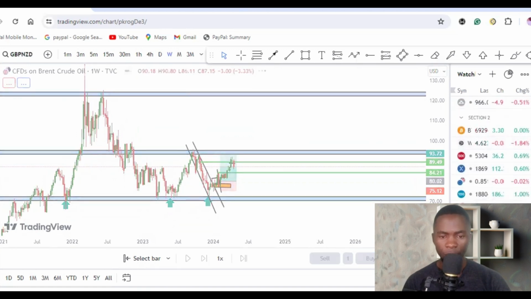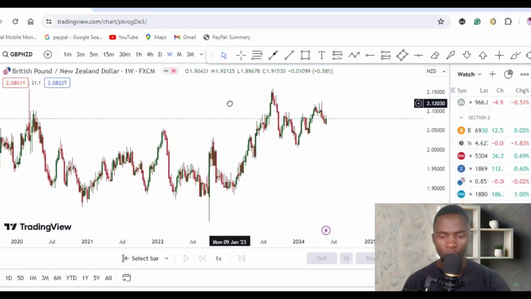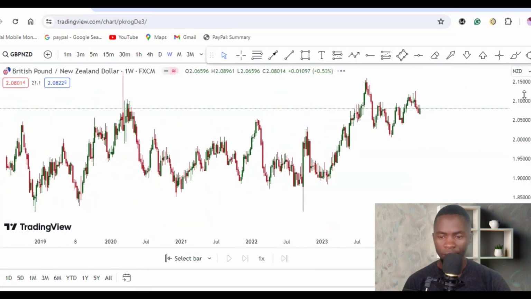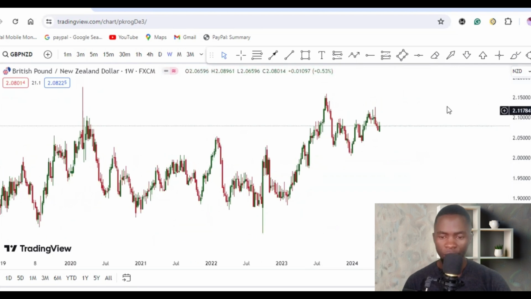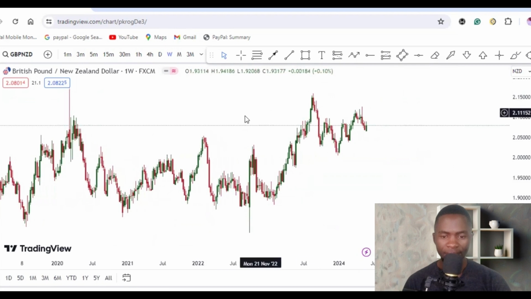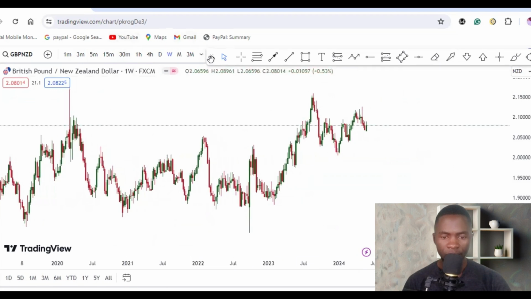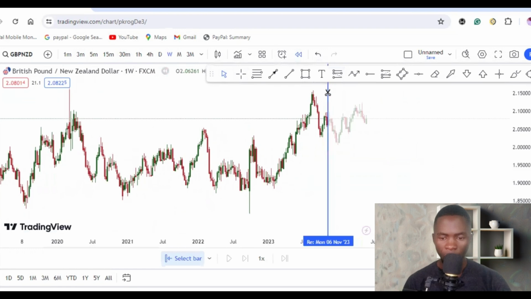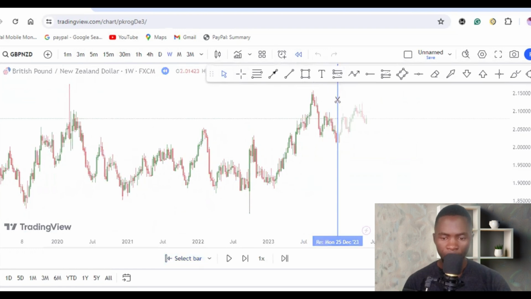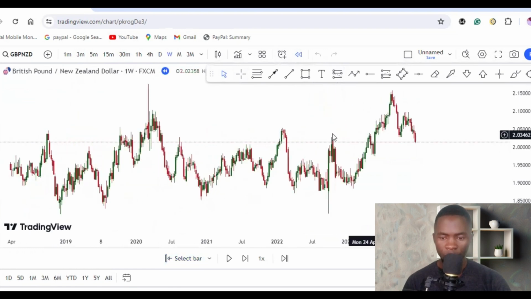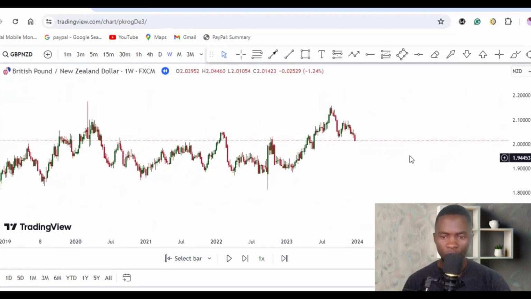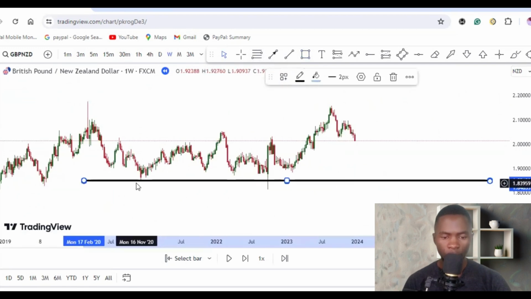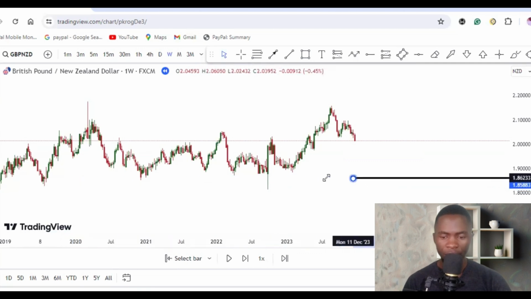So the last setup that I also want to do a backtest on is GBPNZD. As usual, let's go to daily, weekly to draw my zones.